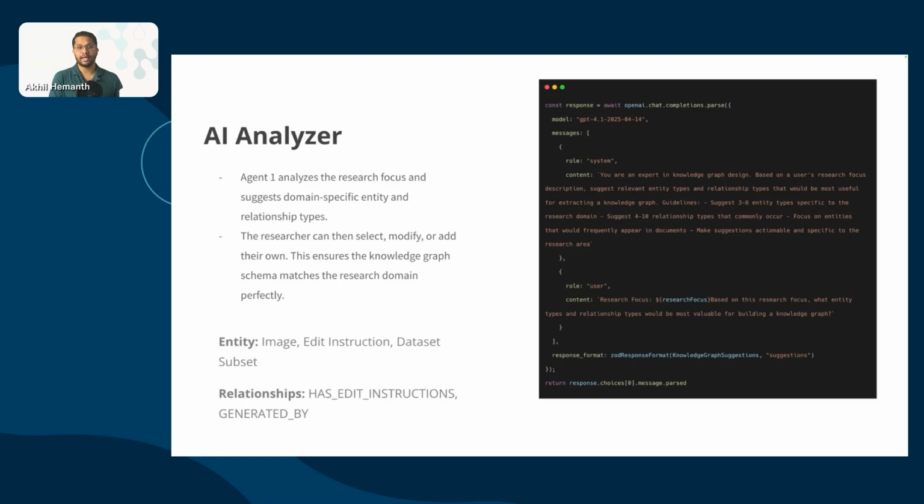So agent one analyzes the research focus and suggests domain-specific entity and relationship types. The researchers can then select, modify, or add any kinds of new entities and relationships. Some of the examples for this particular research paper were image, edit instruction, dataset, subset. And the relationships were has edit instructions or generated by. This is just an example use case, but obviously you can add your own entities and relationships.